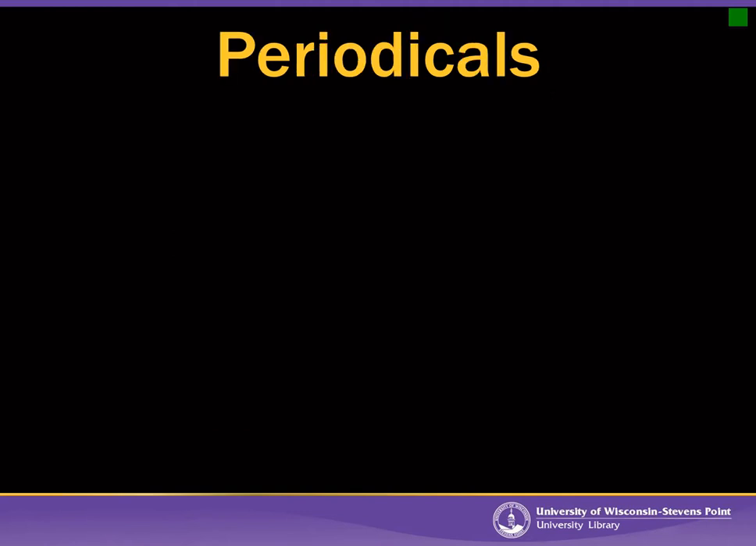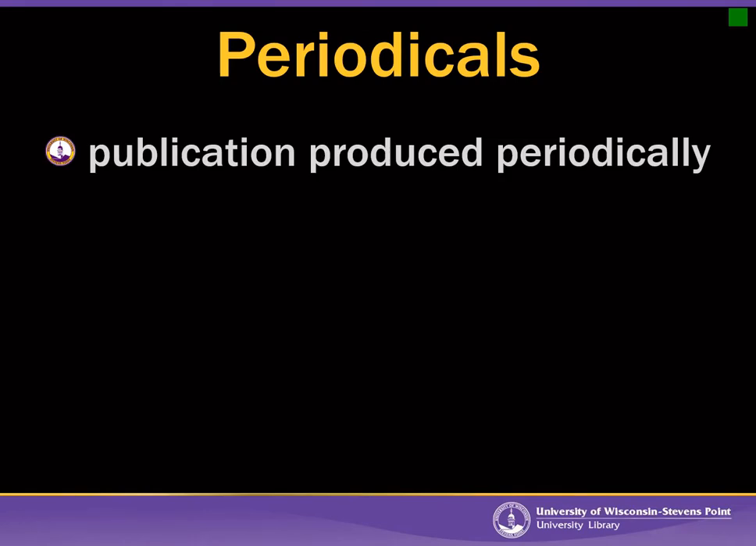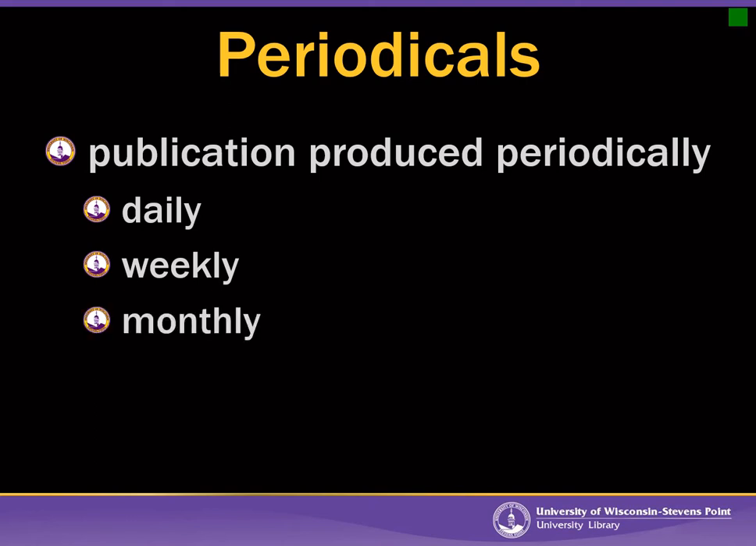So what are periodicals? Well, the name comes from publications produced periodically. Some examples are daily, those are typically your newspapers. Weekly, those oftentimes are magazines, although some newspapers do publish weekly. Monthly, those are mostly going to be your magazines, but some scholarly journals. Quarterly, scholarly journals typically publish quarterly.